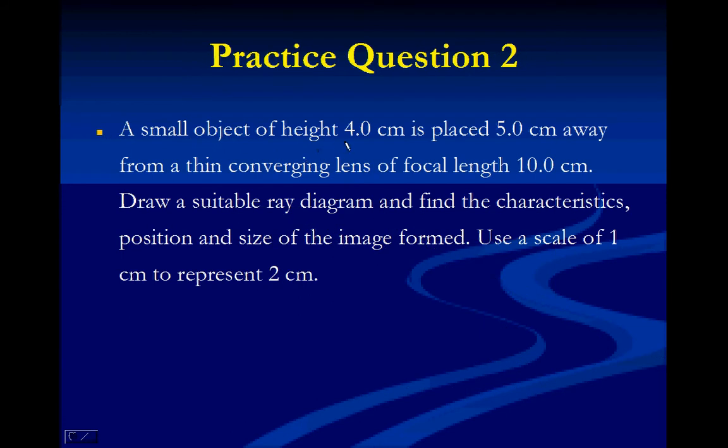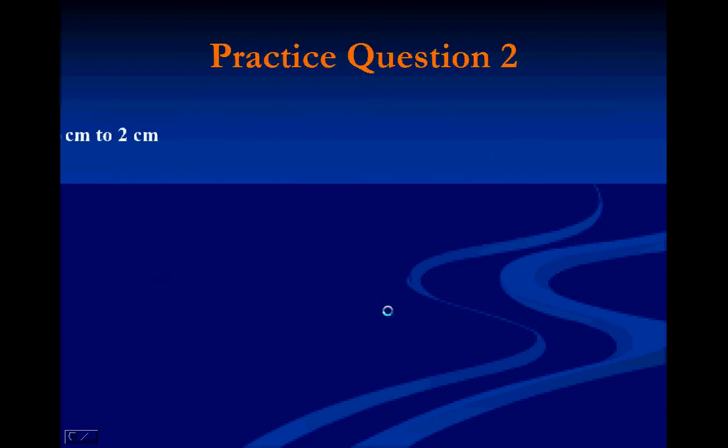A small object of height 4 cm is placed 5 cm away from a thin converging lens where the focal length is 10 cm. Use a suitable ray diagram to find the characteristics, position, and size of the image. So the scale is 1 cm to 2 cm. Now sometimes the questions give you the scale. If the question doesn't give you the scale, you have to decide on your own what scale to use.